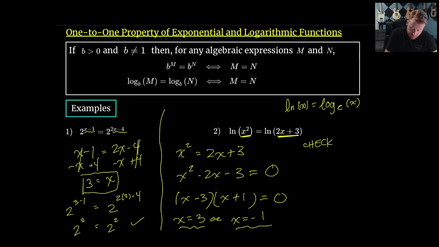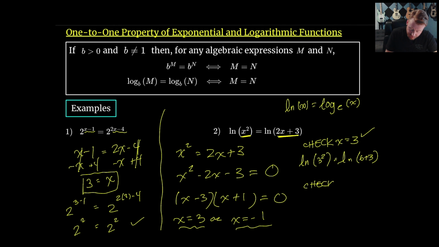So let's check x equals 3. Well, if I put that in, I'm going to get the natural log of 3 squared being equal to the natural log of 6 plus 3. So yeah, we get a true statement, but also we're not in any danger of plugging in any negative numbers here. So this one totally works.